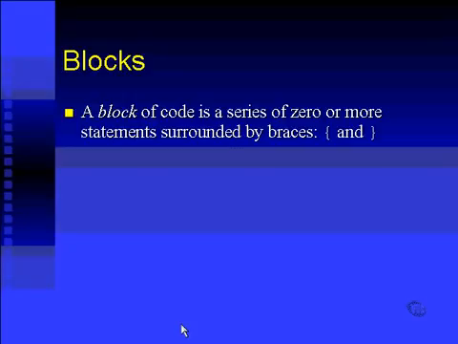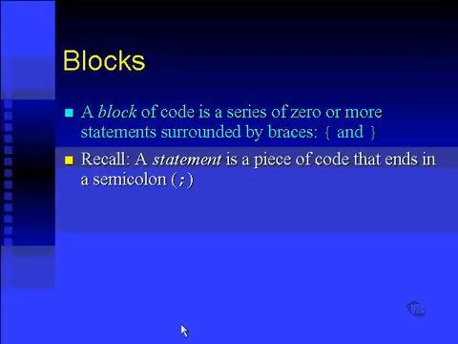Now what's a statement? Well, if you recall, I earlier mentioned that a statement is simply a piece of code that ends in a semicolon, like a printf or a scanf or an assignment statement. I guess there's an exception to that. A variable declaration is not a statement. It's just a declaration. So a statement is a piece of code that ends in a semicolon that actually does something. Okay. So a block is a collection of those. It could be just one of those. It could be zero of those.